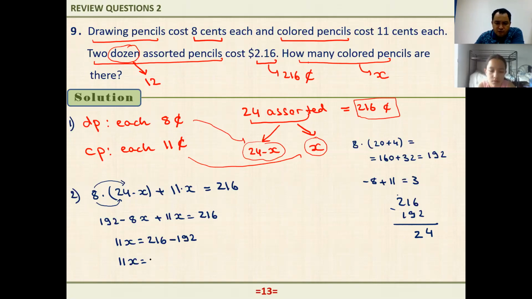So what do we have here? We have 24. Okay. Oh, here, Shahina, I made a mistake here. We need to write here what? 3. Negative 8 plus 11 is 3, right? Yeah. Here we have a 3. Now from here, we can write that x is equal to 24 divided by 3, which is equal to 8. So the answer is, how many color pencils are there? There are 8 color pencils.